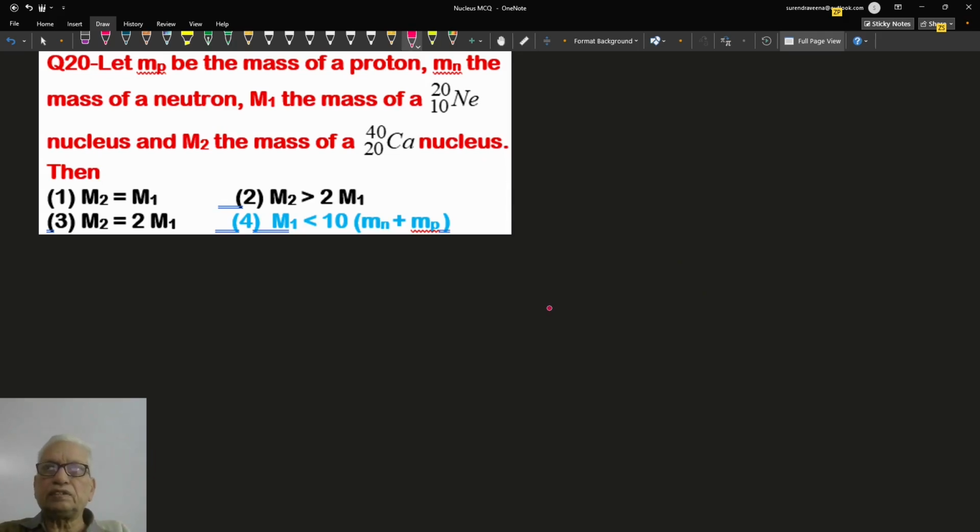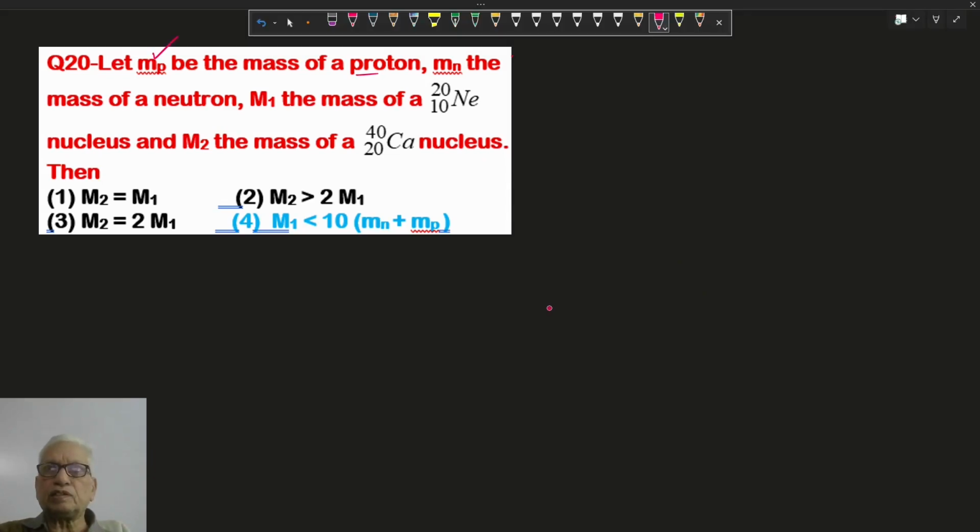In this question, Mp is the mass of proton, Mn is the mass of neutron, M1 is the mass of neon, and M2 is the mass of calcium. We have to find out the relation. We know the mass of reactants and the mass of product. The mass of reactant is more than the mass of the product.